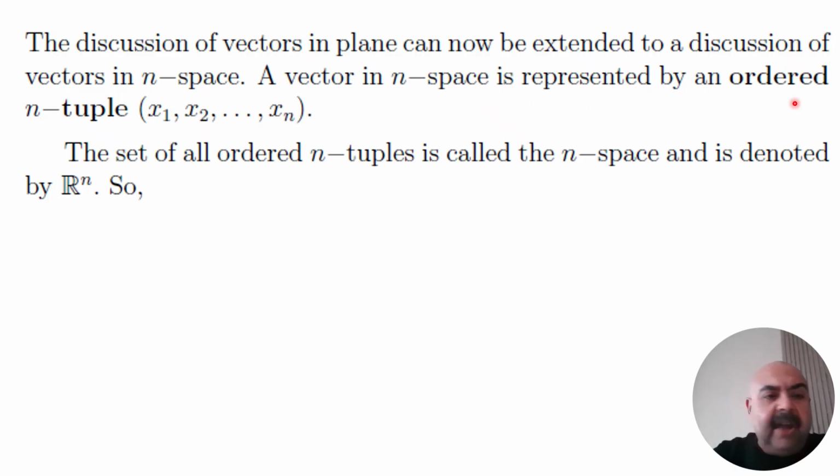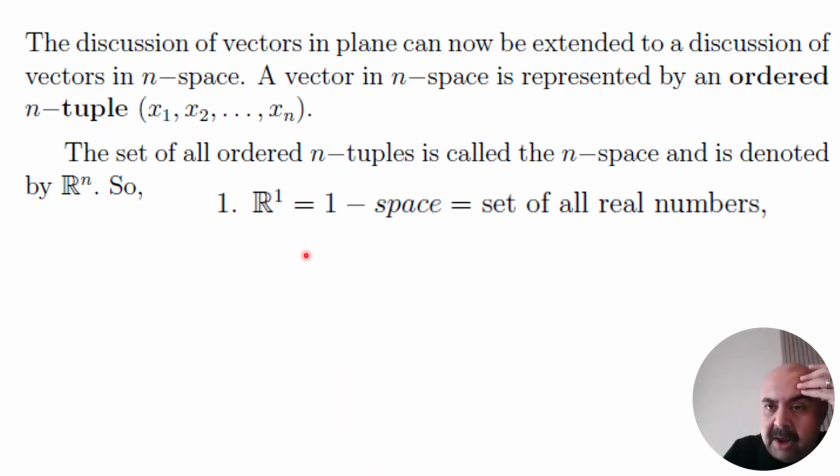It is represented by an ordered n-tuple, x1, x2, up to xn, which means it contains n coordinates. So if I'm talking in R2, I will have two coordinates. If I'm talking in R3, I will have three components or three coordinates. If I'm talking R4, I will have four coordinates, and so on. The set of all ordered n-tuples is called n-space and is denoted by R to the power of n.